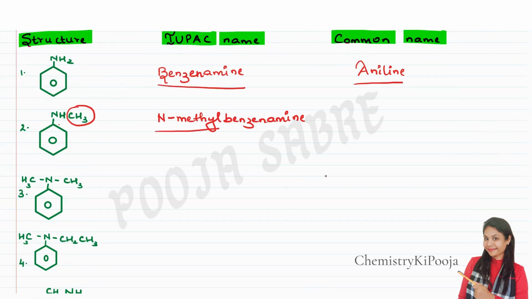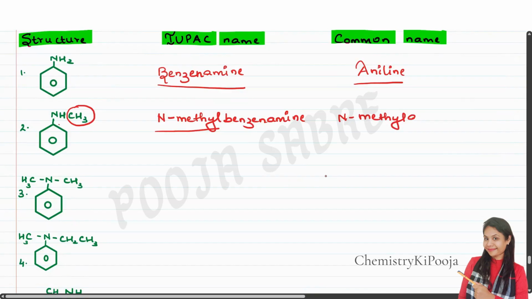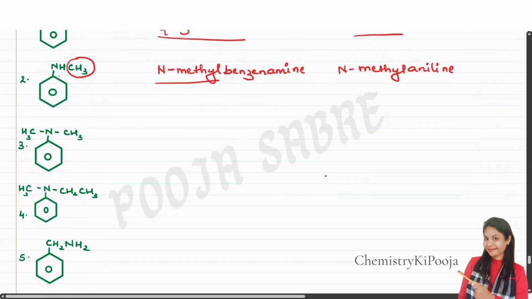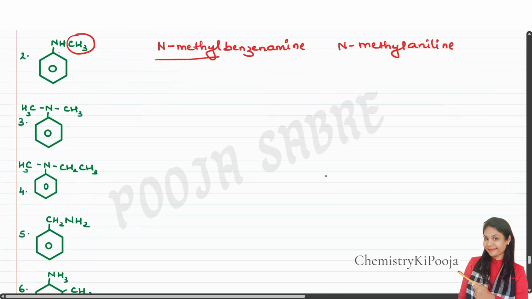Same way, benzenamine, as I said, is called aniline. So this N-methyl will remain as it is, and then you are going to substitute benzenamine with aniline. See, it is very simple, students, if you know the basic concept and the rules.